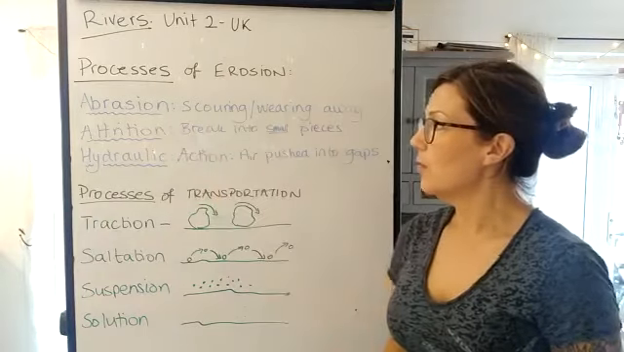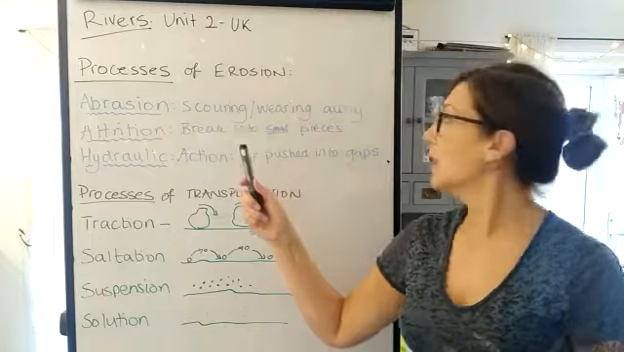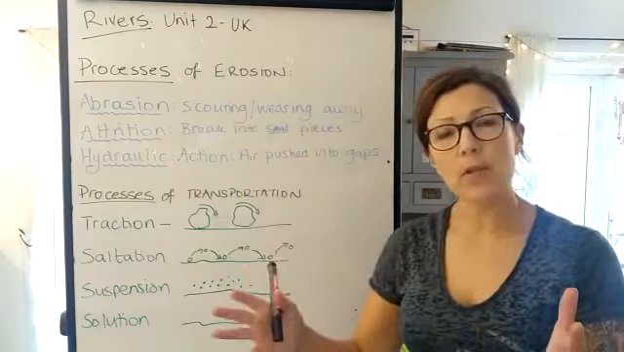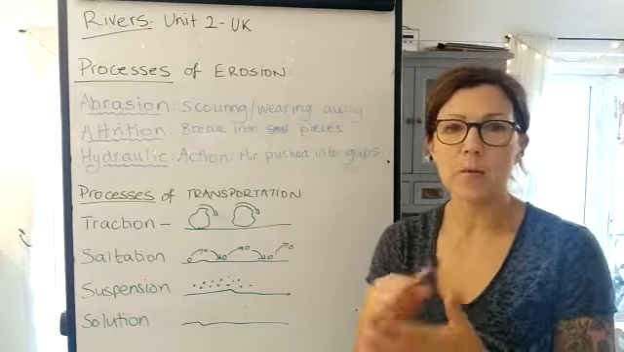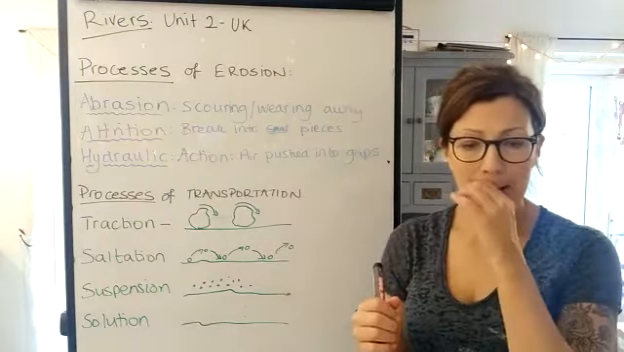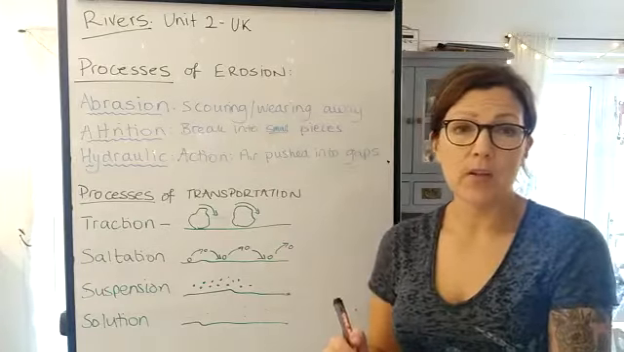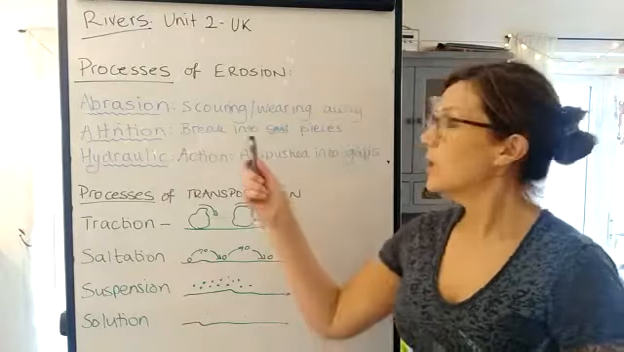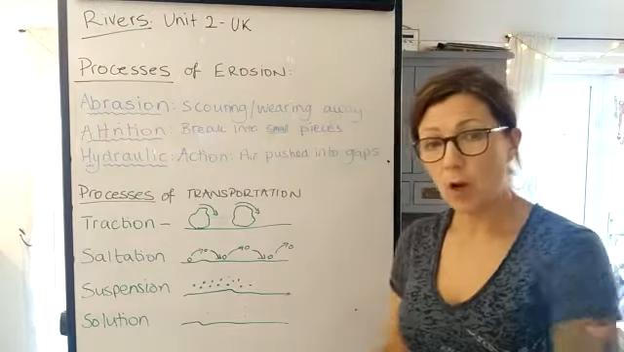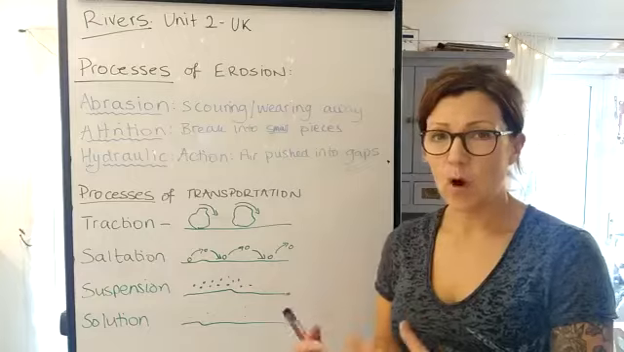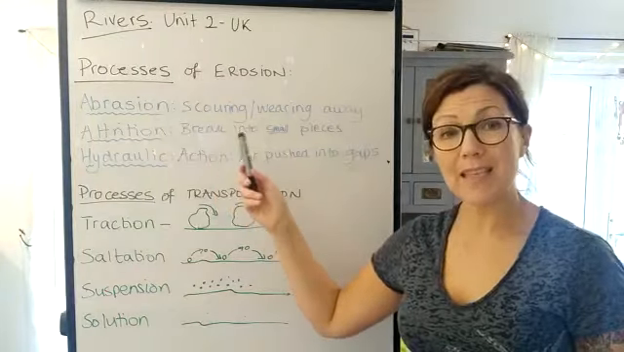And the first one, if you remember, is abrasion. Now abrasion is like scouring or wearing away of the bottom and the sides of the river. And that's done like a Brillo pad, like you would clean a Brillo pad if it had food on it, and you give it a rub and the burnt on stuff would come off. So it's similar to the water carrying a lot of sediment, and that sediment runs along the bottom and the sides of the river and it wears it away. So that is abrasion.